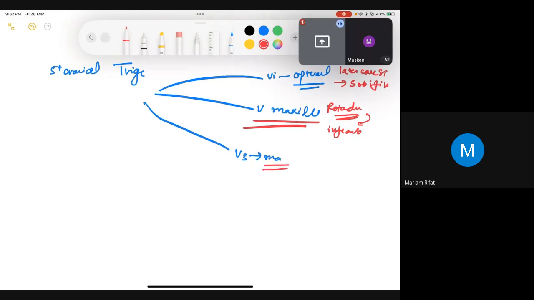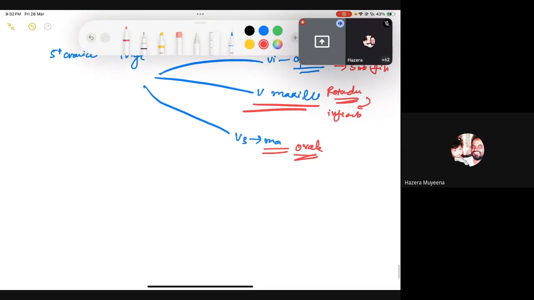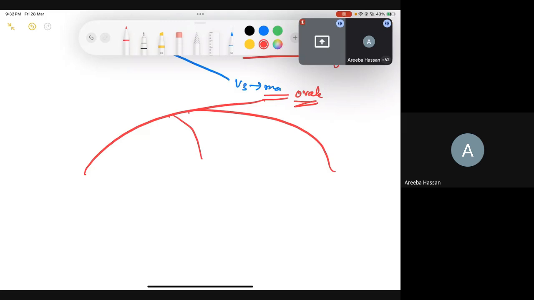So we have mandibular. Mandibular is going to enter through which foramen? Foramen ovale. Oval, right? So you have a UL MCQ on that foramen ovale, and it's going to supply which muscles? Okay, let's discuss it in a little bit of detail, right? It's going to supply muscles of mastication, right?